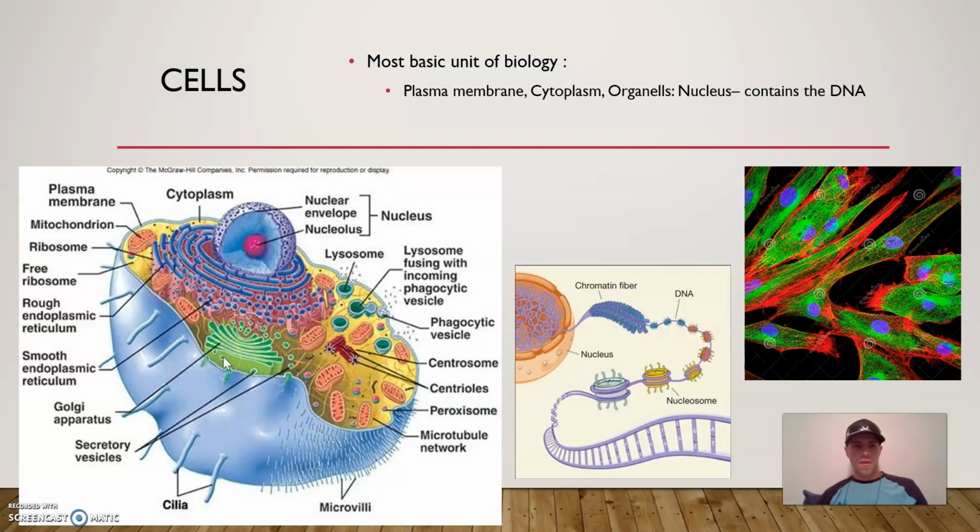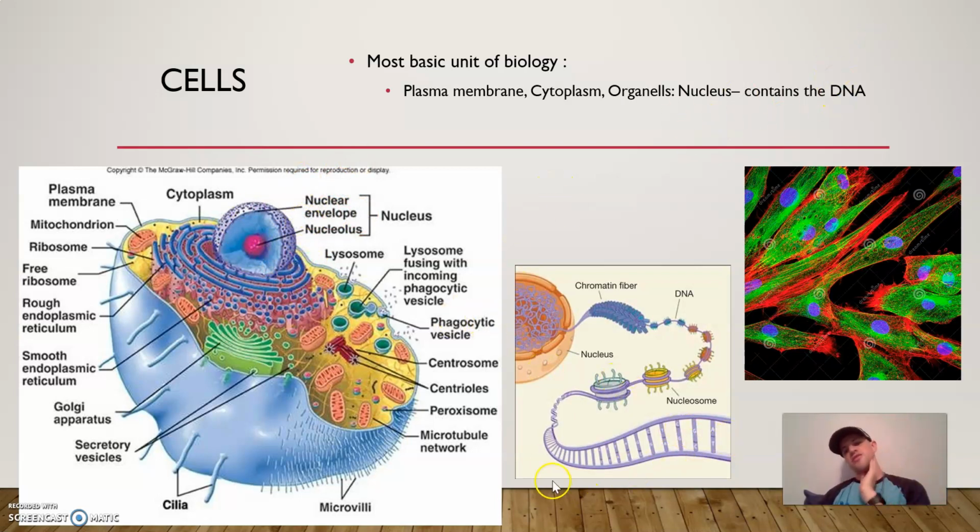And the cell has all these organelles, right? So you should have learned about the mitochondria, the ribosomes, the endoplasmic reticulum. There's the plasma membrane, right? Inside the plasma membrane is the cytoplasm, right? But one of the more important organelles is the nucleus, and that contains all your DNA.